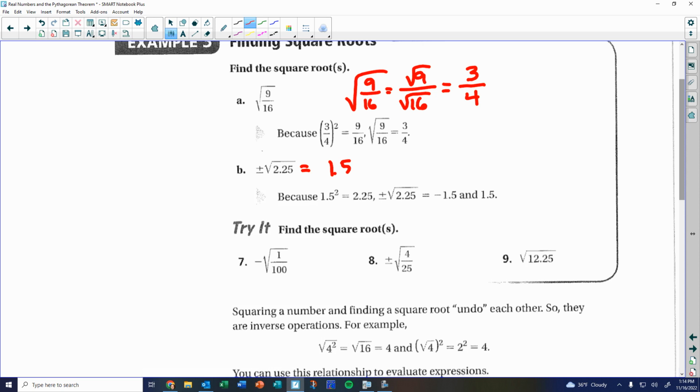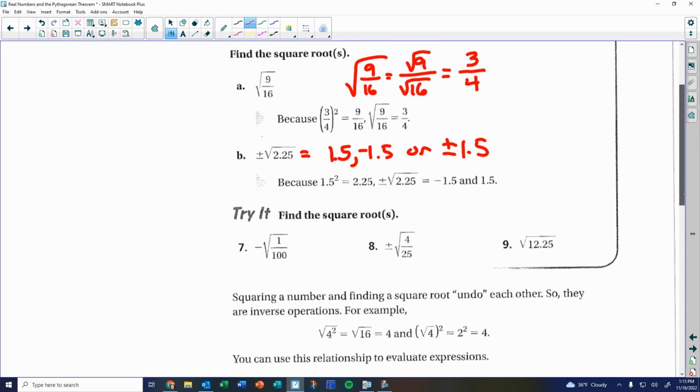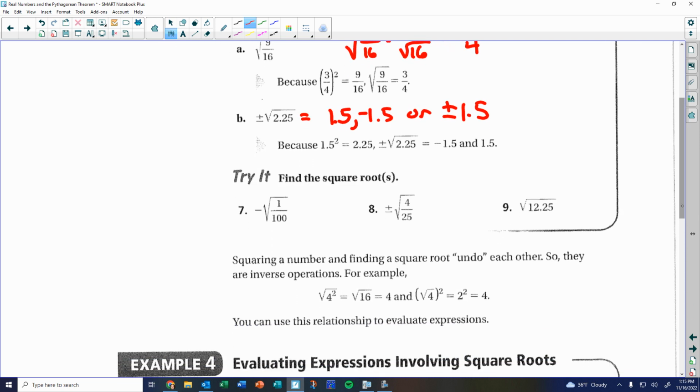1.5, right? And that's going to be positive 1.5 and negative 1.5. Or you can write it as this. Same thing. All right? So now, I want you to find me the root or roots of these fractions. Okay? Use those examples above. All right? Pause and see how you do.